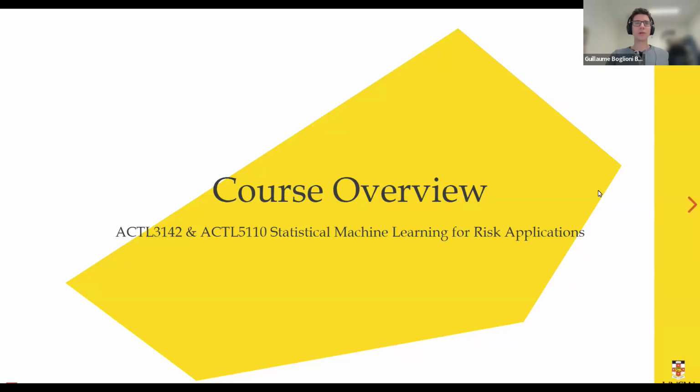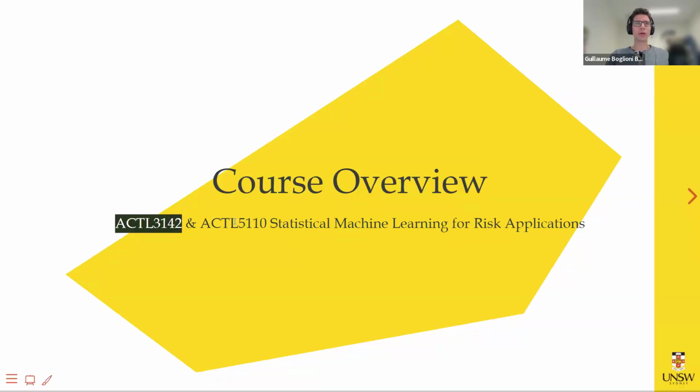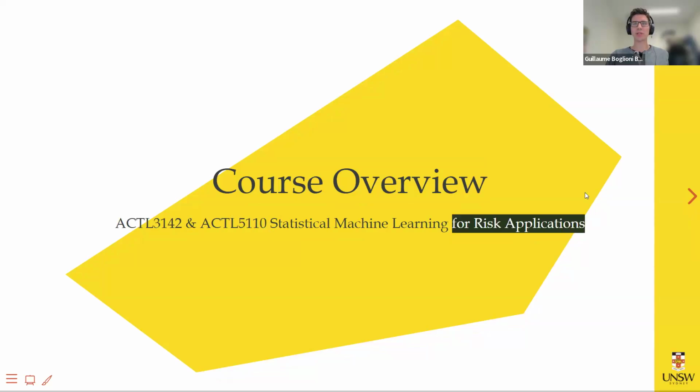Hello there. In this video, I will cover the course overview for ACTL3142 and 5110 Statistical Machine Learning for Risk Applications. So course overview means all the, I would say, housekeeping things: the course structure, the course materials, the course website, the assessments, overall how the course is run, all very important things you need to know.